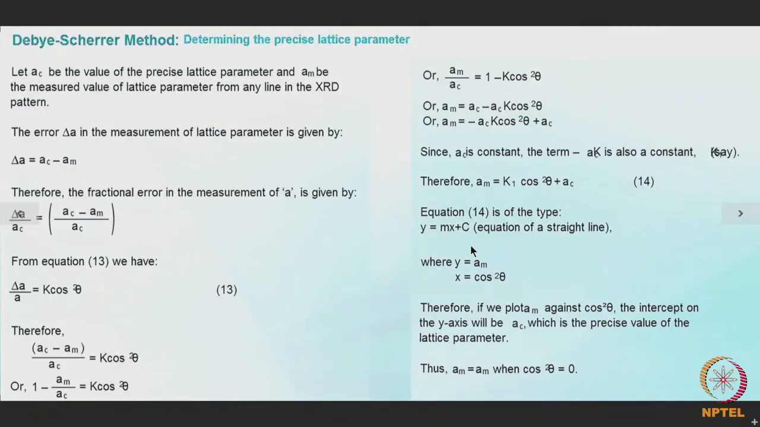Say, let A subscript C be the value of the precise lattice parameter, and A subscript M be the measured value of the lattice parameter from any line in the XRD pattern. So, AC is the precise lattice parameter and AM are the measured values of lattice parameter from the lines in the XRD pattern. So, what will be the error delta A in the measurement of lattice parameter? It will be given by delta A is equal to AC, the correct value of the lattice parameter, minus the measured value AM.